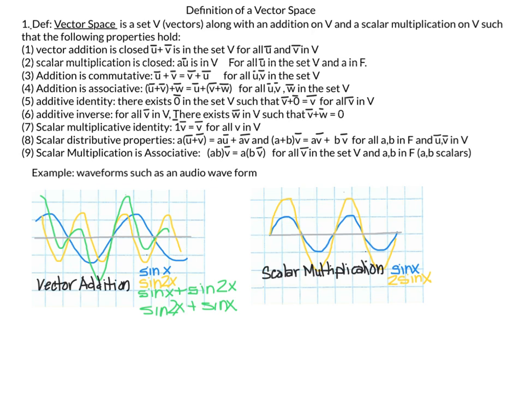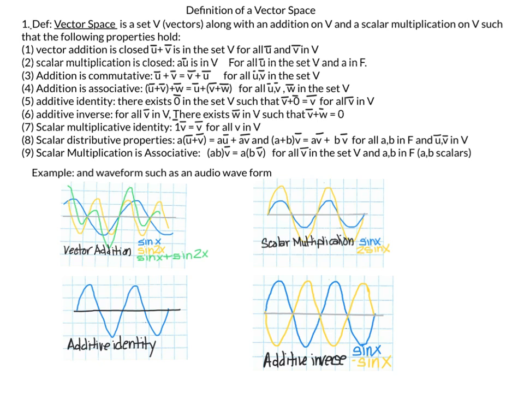Associativity is similar. For the additive identity, that's just going to be the 0 wave, which is kind of funny to draw because it looks like I'm just tracing the 0 axis, but that's exactly it. So this black line here is my 0 wave. When I add it to my sine function, I just get back sine.